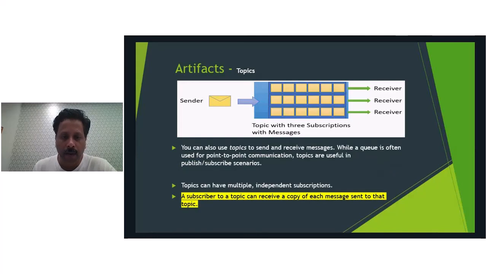Now topics are similar to queues, but the only difference is you can have multiple receivers or multiple subscribers to the same message, so that when a sender sends a message, you can have a number of receivers, and every receiver will get a copy of the same message. That is the only difference. So it's called the publish-subscribe model, right?